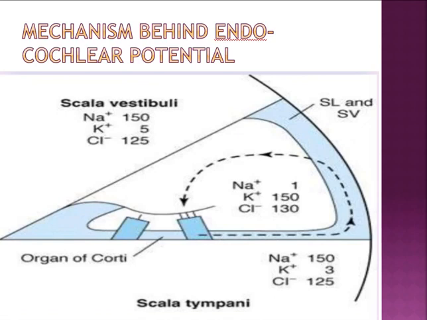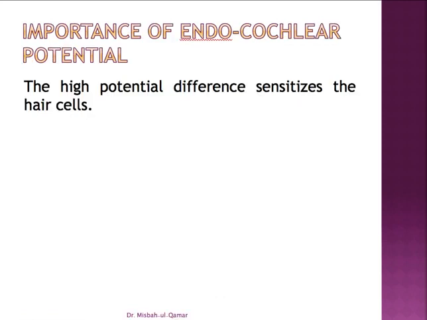Why is this greater value of endocochlear potential required? The high potential difference sensitizes the hair cells so that the excitability of these hair cells increases. It means that the spectrum is broadened basically. The spectrum of the sensitivity of the hair cells is broadened.